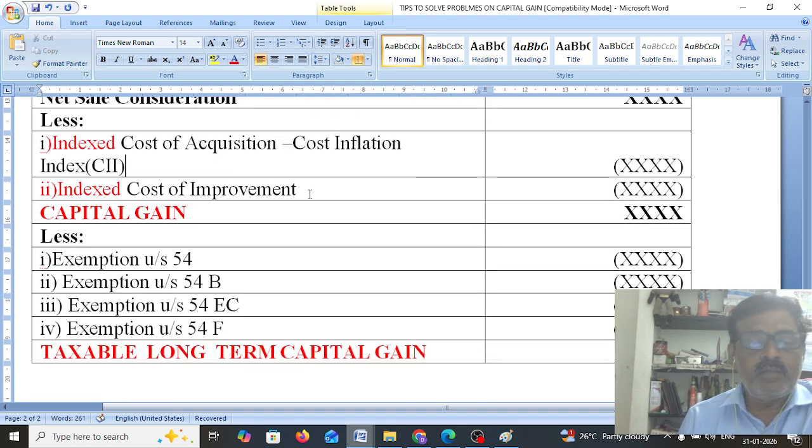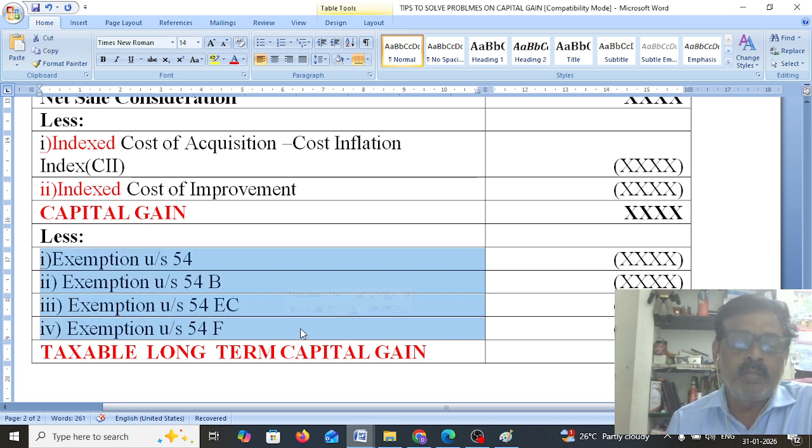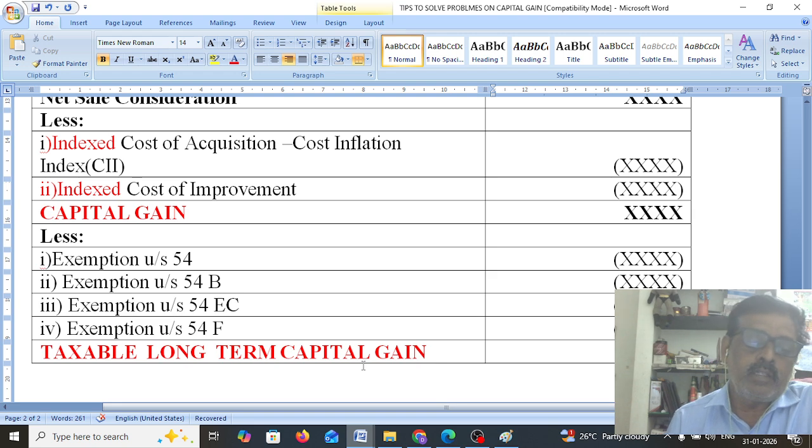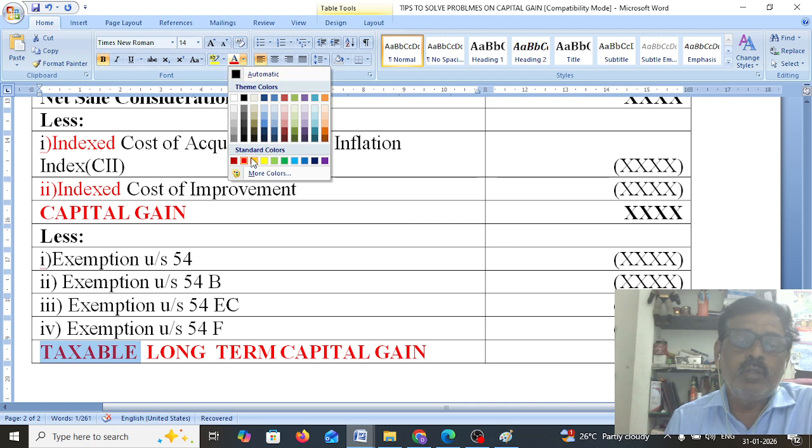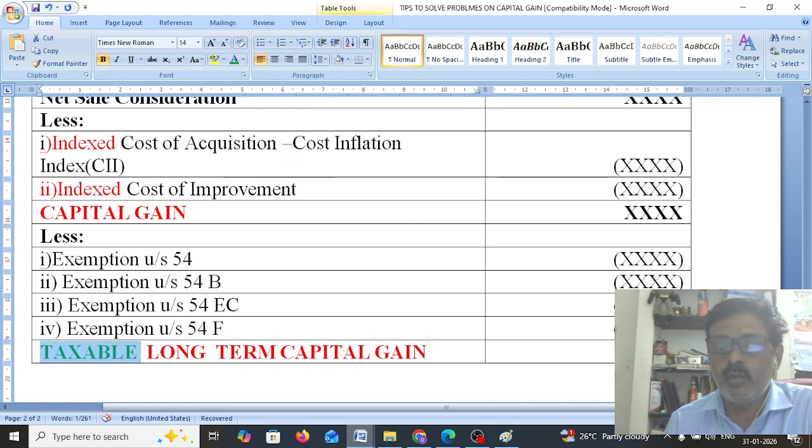The exemptions we will deal with in the next video. All these can be claimed by an assessee, and the final result is taxable long-term capital gain. I am calling it taxable because this is the value on which we can directly calculate the tax on capital gain. So thank you.